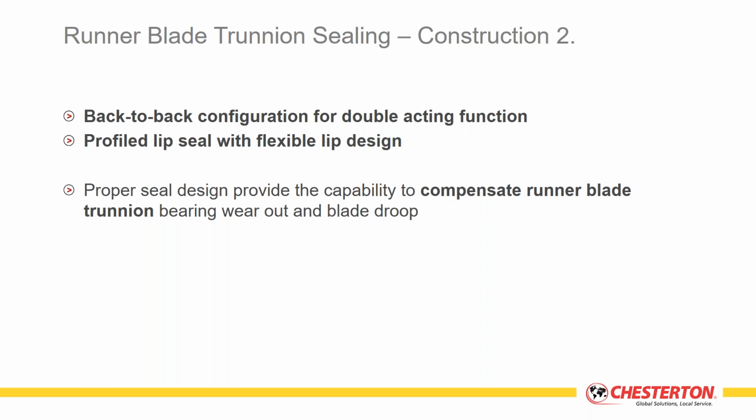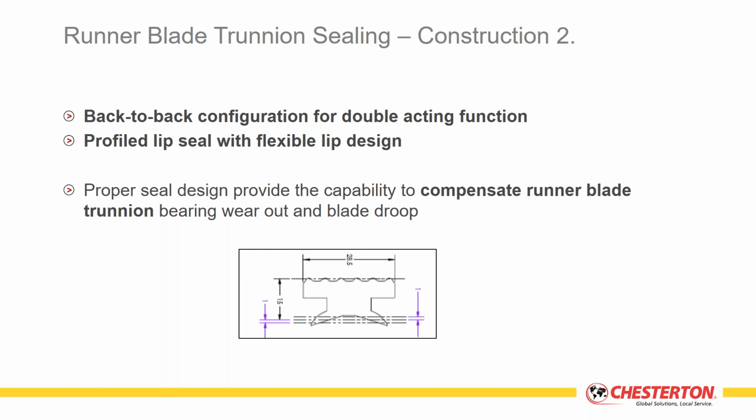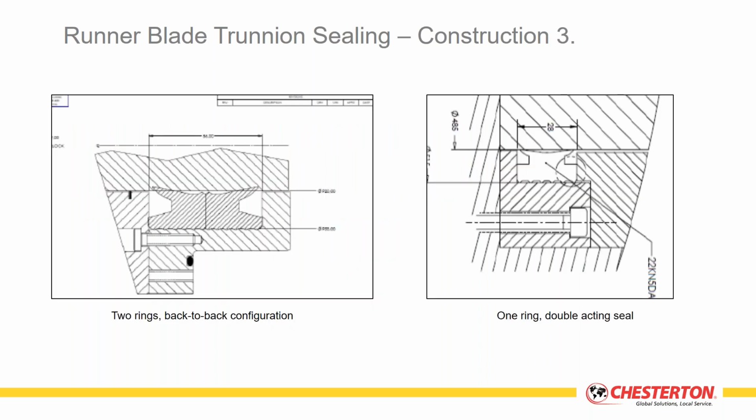And then the third attribute is to compensate for the runner blade trunnion bearing wear, which shows up as the blade loop itself, because the proper seal design is going to provide the capability to compensate for the blade loop. So even if we are talking about worn bearings and relatively excessive blade loop, the seal is going to provide tight sealing. Just let me show you two configurations.